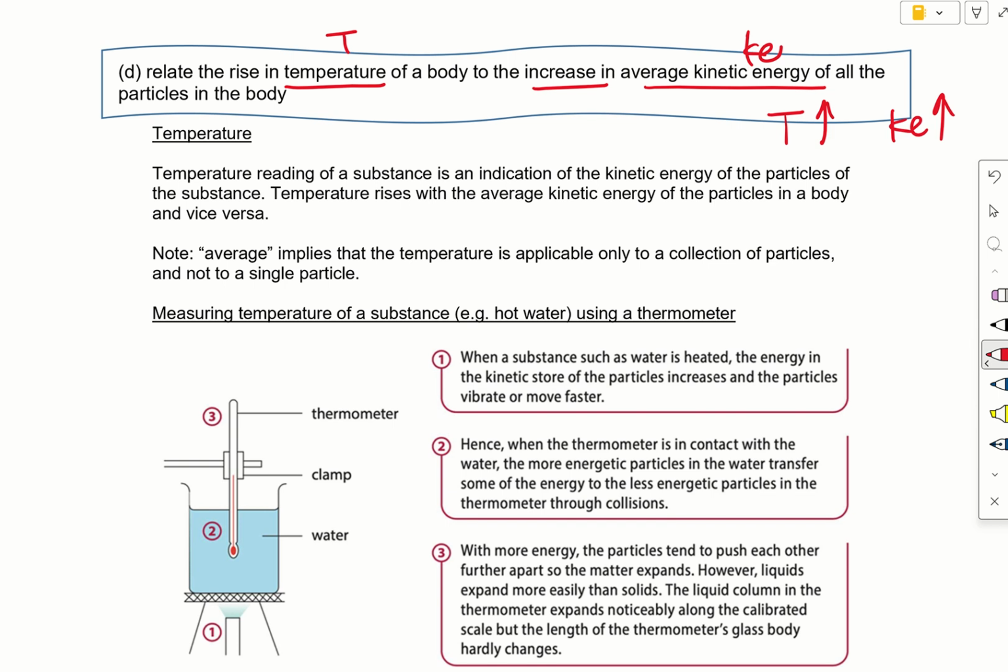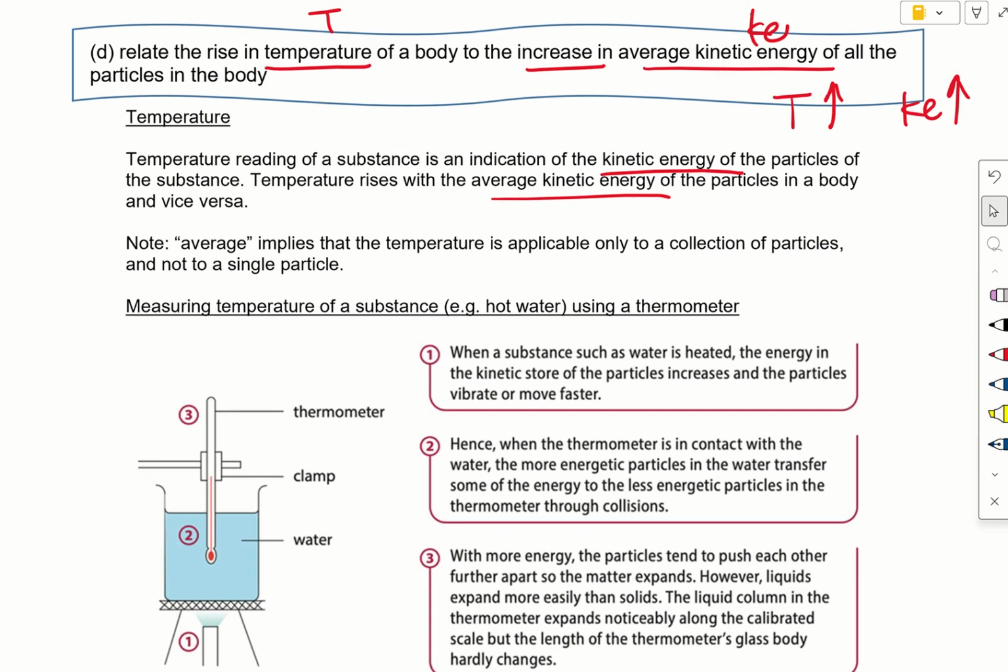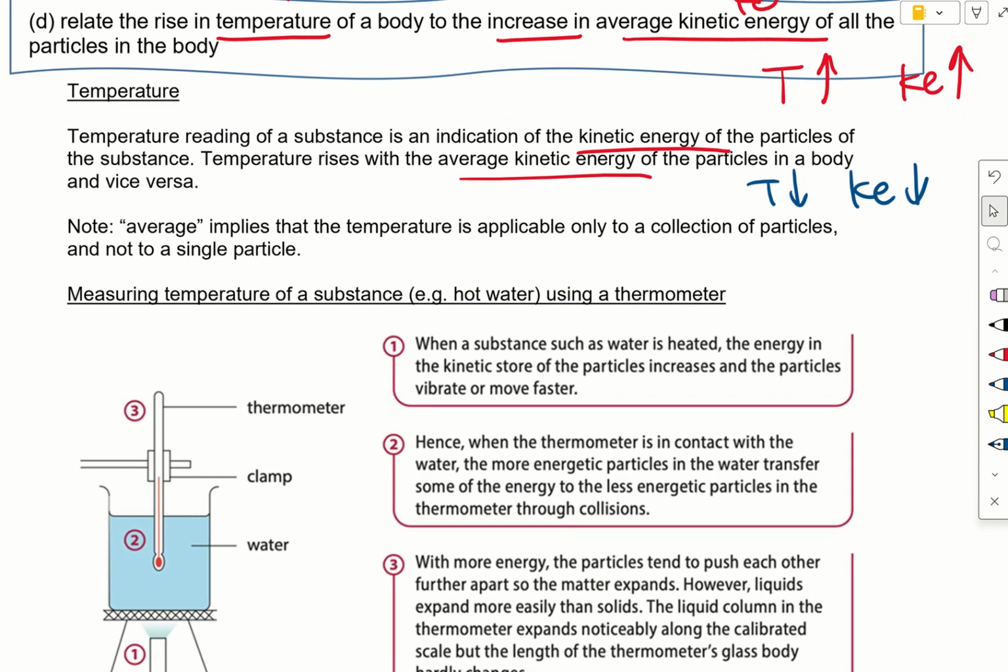The temperature reading of a substance is an indication of the KE of the particles of the substance. Temperature rises with the average KE of the particles in a body, and vice versa. That means if temperature were to decrease, the KE will decrease. Or if the particles' KE decreases, that means the temperature of the body will also decrease as well.